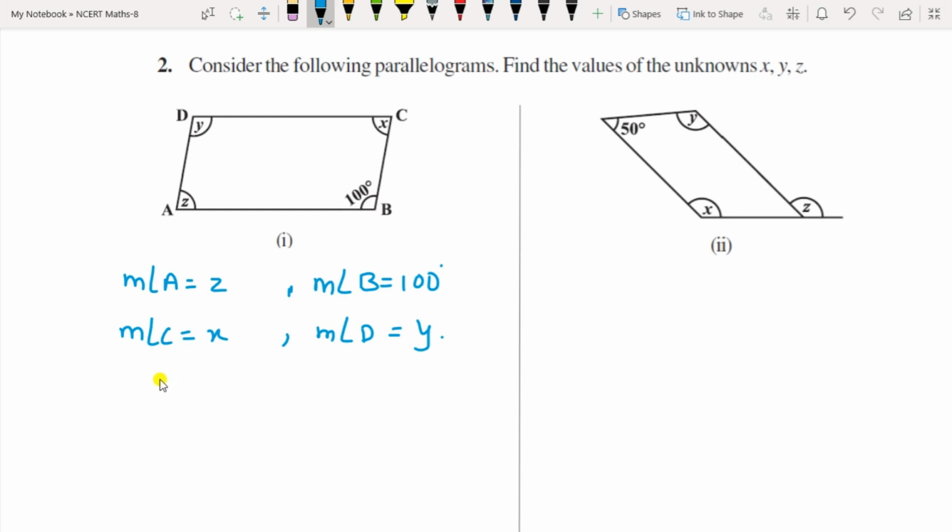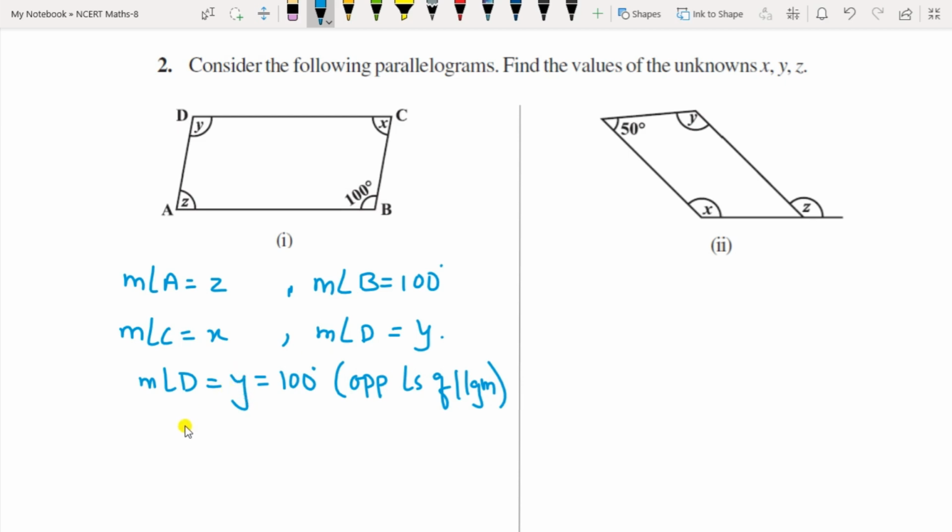So first here, measure angle D, that is y, equal to 100. Why? The reason is opposite angles of a parallelogram are equal. Okay. Therefore y is 100. You got the first answer.